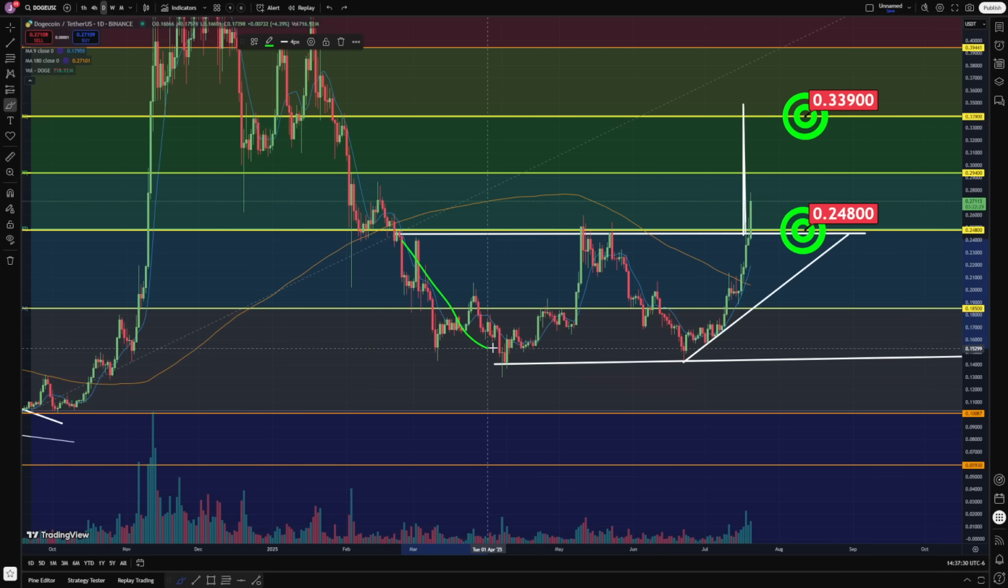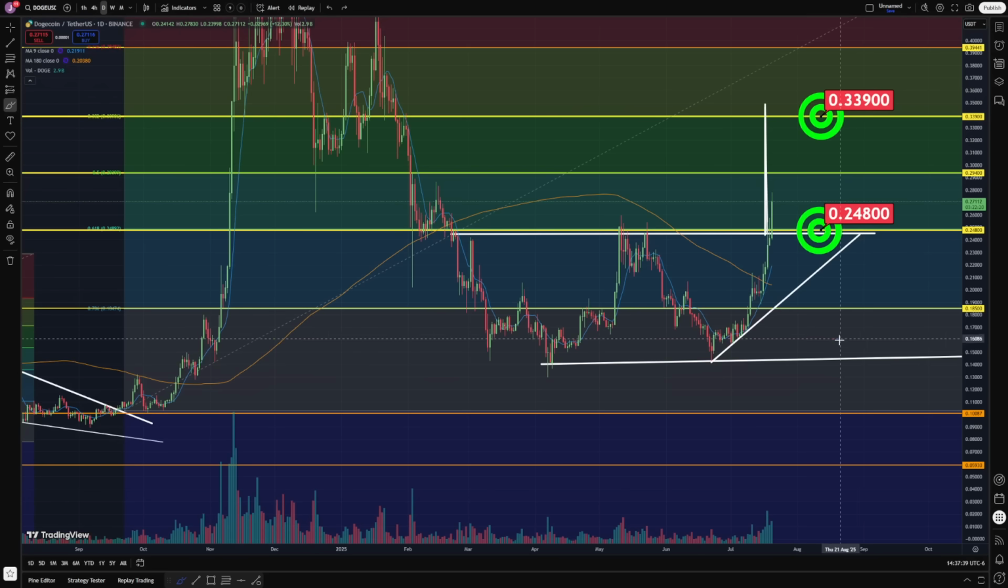But since we broke out of this W pattern, boom, I do think that we are reversing and we are going to 0.339. That's just my opinion. The other thing that looks pretty good is, like I said, we have this W pattern. Look at the volume that's coming in right now.